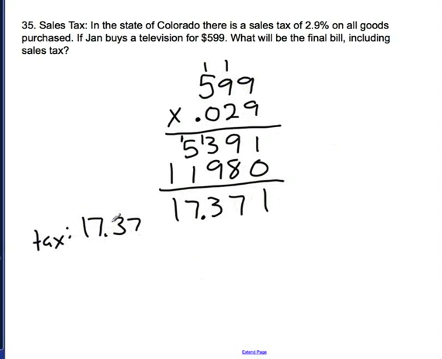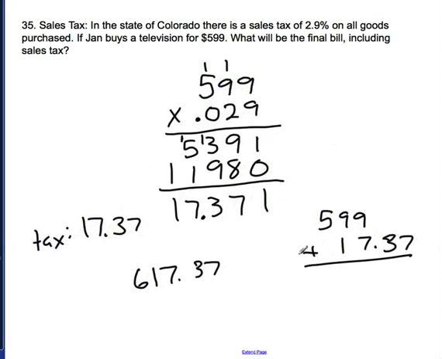Now, that's the tax, that's the amount, so what we're going to be paying is $599 plus the amount of tax we're going to have. Now, I don't want to add this. There's actually an easier way. If I pretend that this is 600, your answer would be 617.37, but this is $1 off, so I'm going to subtract $1 from here, so my answer is going to be $616.37. And that is his final bill.